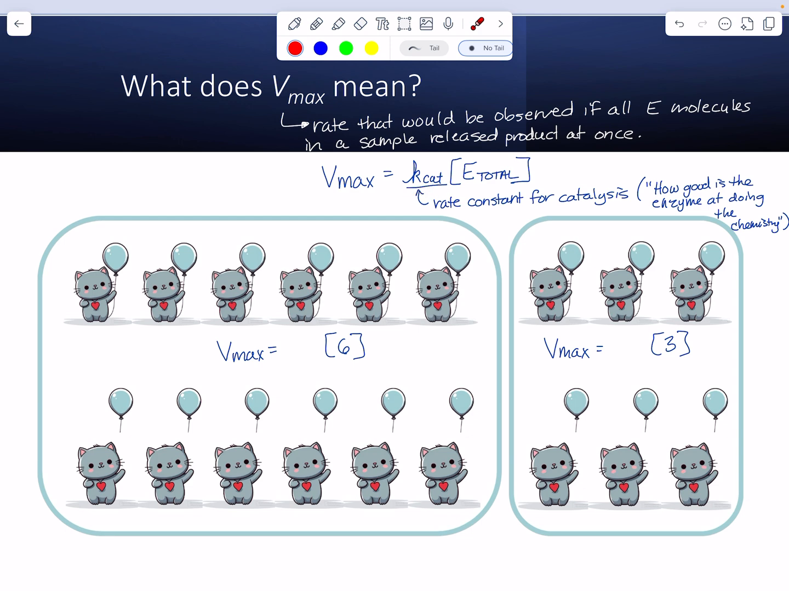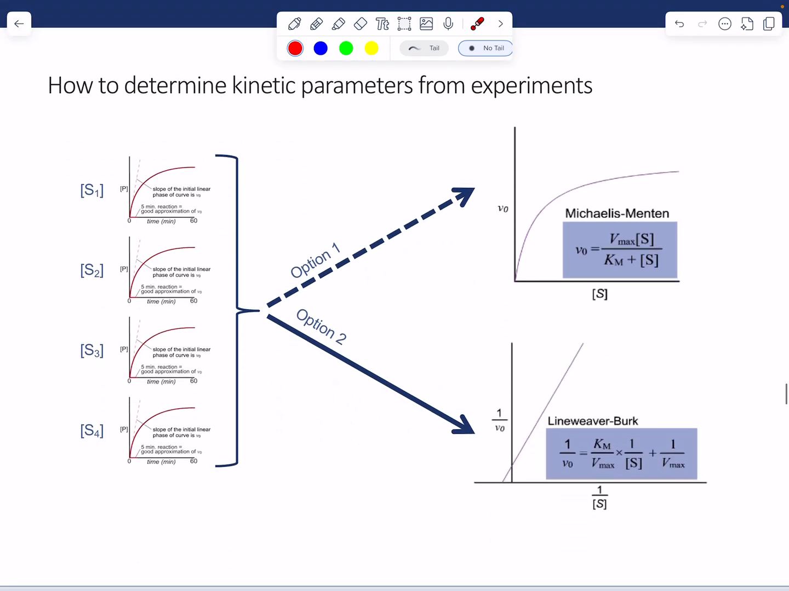Now, if we are trying to make comparisons, we can make sure that we always use the same amount of enzyme, and then we can compare two Vmax values, right? So how do we get these parameters? Well, what we do is we do our experiment at different substrate concentrations. So you measure the rate at different substrate concentrations, and then you determine a V0 for each.